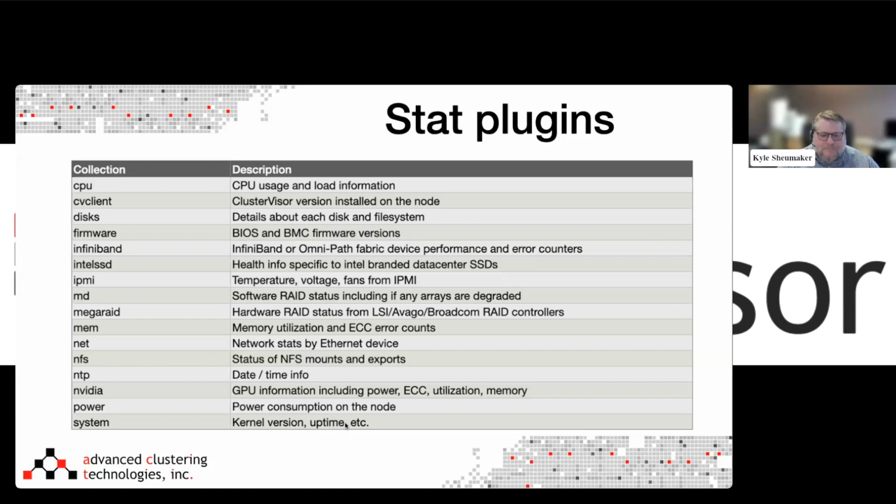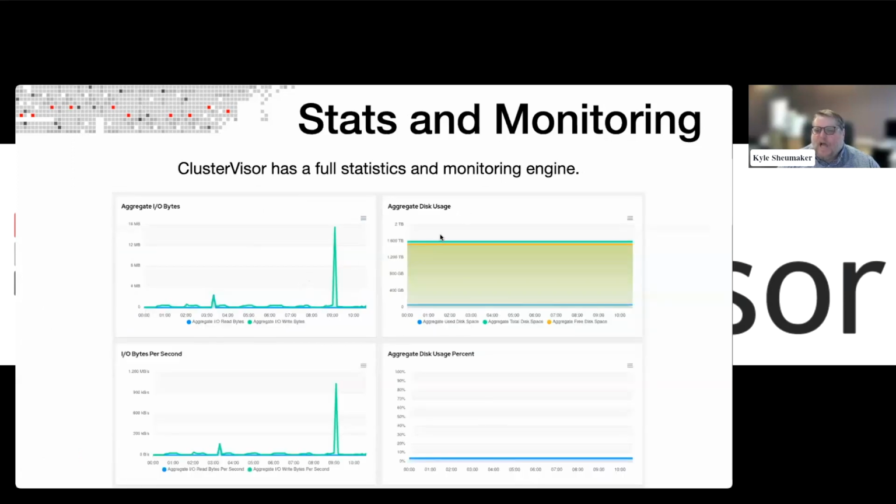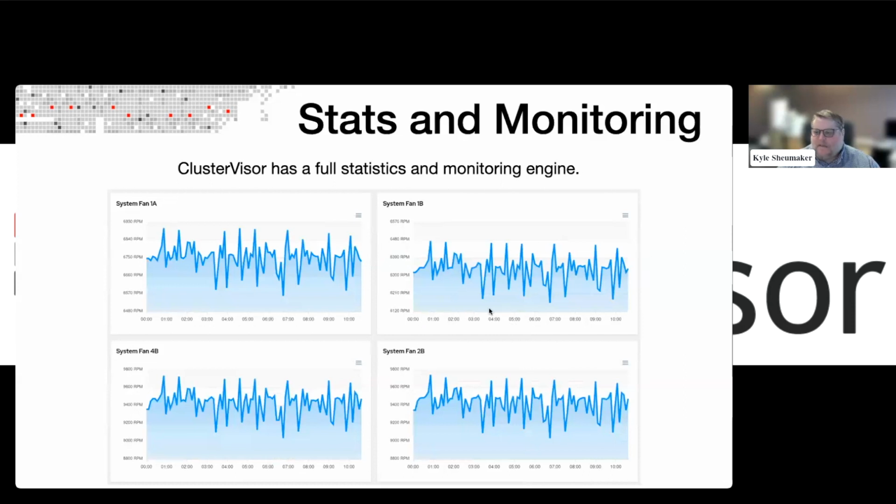Once these stats are here, the web UI now has a complete graphing engine that is significantly enhanced from previous versions. The next couple of slides are just some screenshots of the data and graphs you can get out of the system. Again, we're able to collect CPU power consumption, as well as node power consumption. Then I/O on the disks. Here you can see at this point in time, there's a lot of write I/O, so you can really narrow down what's going on in the system, as well as fans and metrics like that.